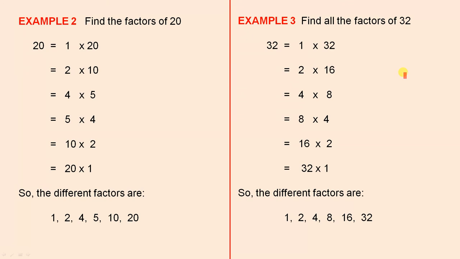Example 3, find all the factors of 32. So 32 is 1 times 32, 2 times 16, 4 times 8, 8 times 4, 16 times 2, and 32 times 1. So the different factors are 1, 2, 4, 8, 16, and 32.